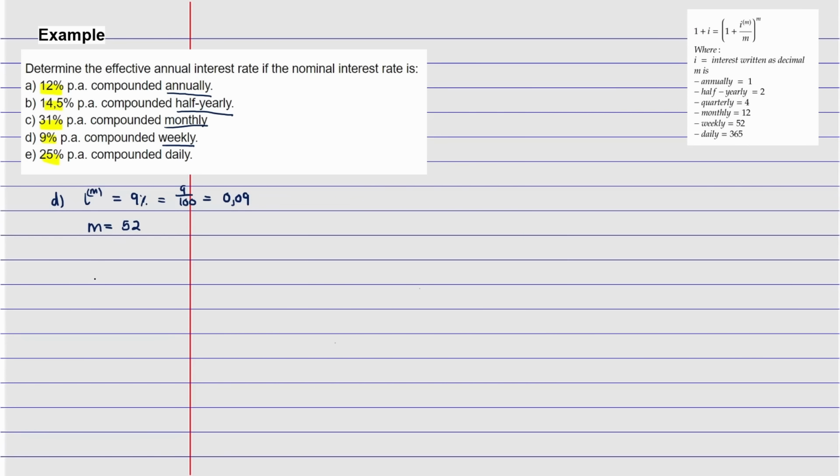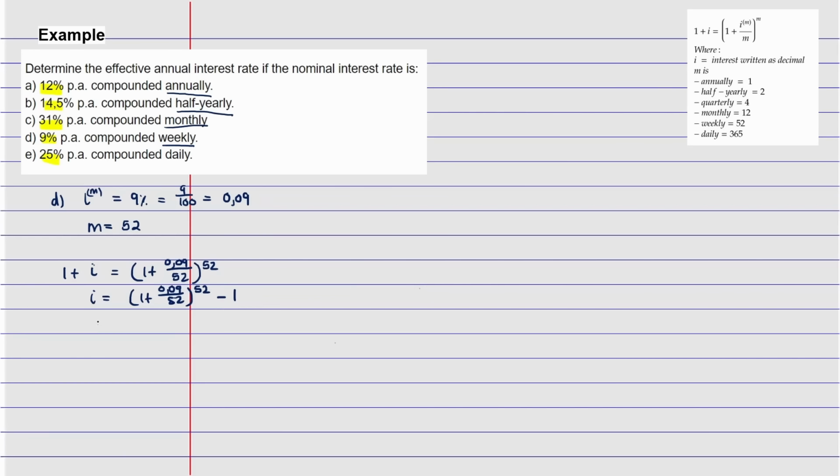Now let's substitute everything into the formula. It's going to be 1 plus I, which is the effective rate we're looking for, is equal to 1 plus 0.09 divided by 52, and this is to the power of 52. Take the 1 to the other side. So I is equal to 1 plus 0.09 divided by 52, to the power of 52, minus 1.